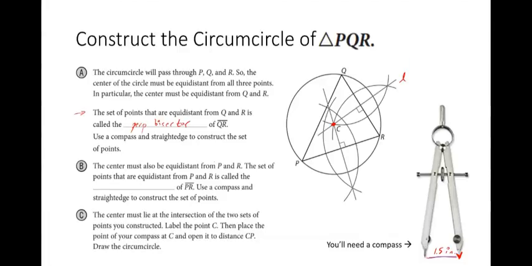Now the center must also be equidistant from P to R, and the set of points that are equidistant from P to R is also called a perpendicular bisector. So that's something you had to draw.